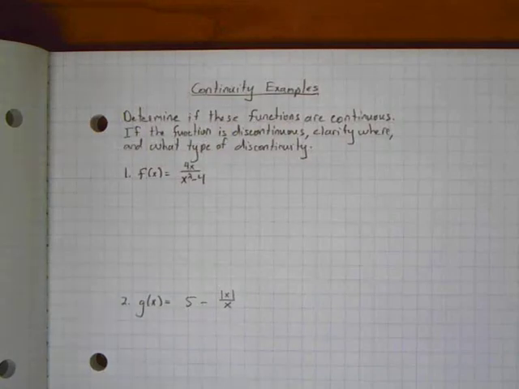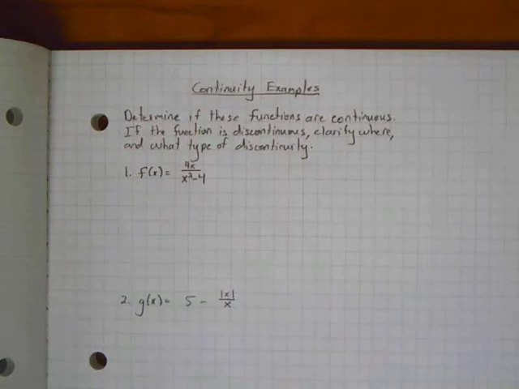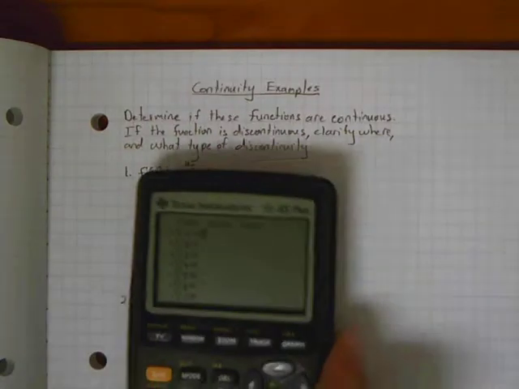So now that we've had a general discussion about continuity, let's look at a few examples and see if we can figure out whether these functions are continuous, and if not, what type of discontinuity they have. So the first function here, f of x equals 4x over x squared minus 4. Let's start out by just graphing it and see what the graph looks like.